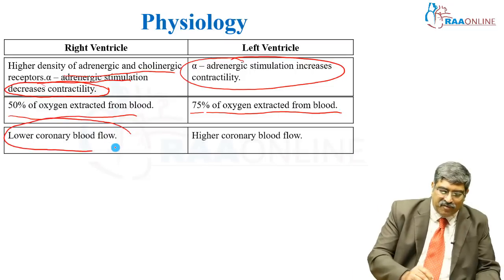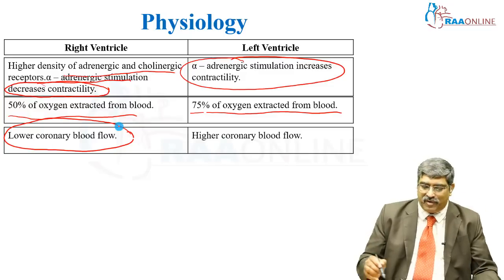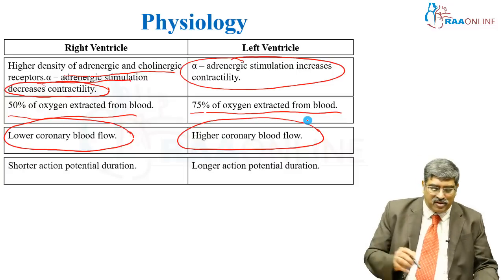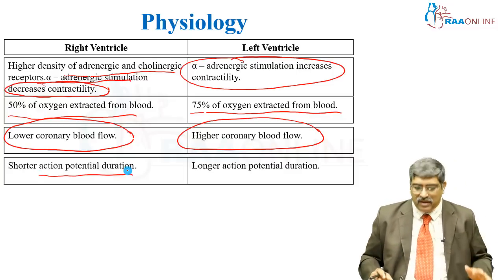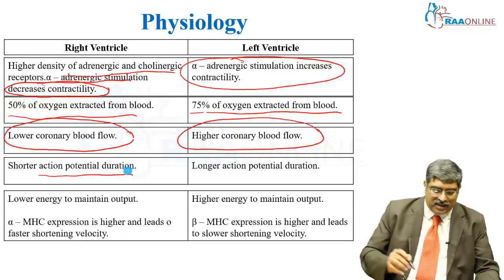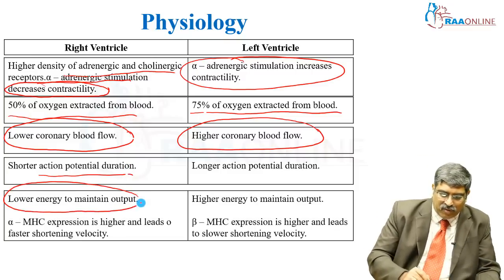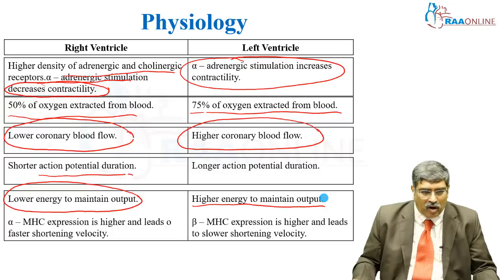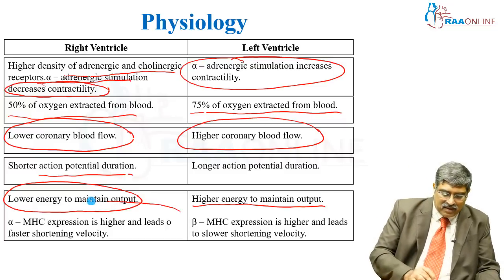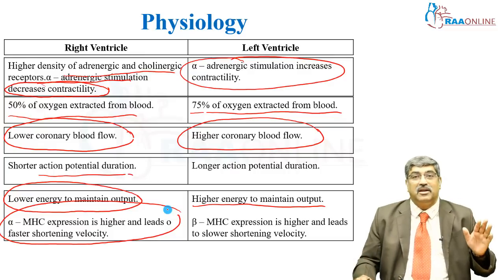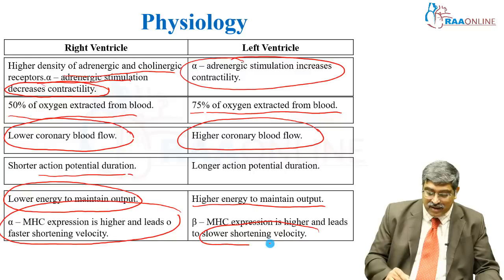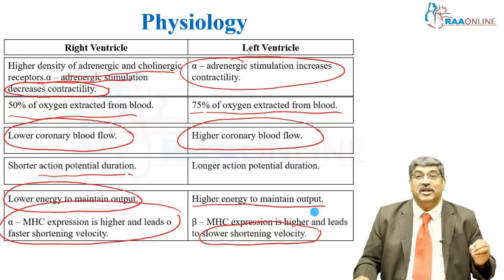Although the supply demand is in favor of right ventricle, when compared to left ventricle, it receives less coronary blood flow and the action potential duration is shorter when compared to the left ventricle. And in right ventricle, there is requirement of low energy to maintain output, but in left ventricle, higher energy is required to maintain the output. And here, alpha MHC expression is added, leading to faster shortening velocity. In left ventricle, there is beta MHC expression which leads to lower shortening velocity.